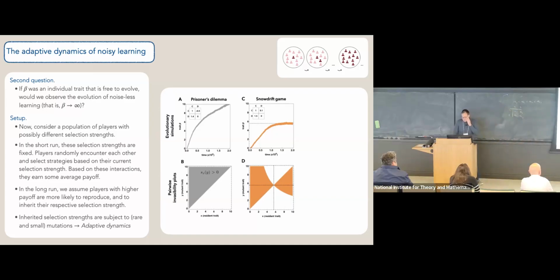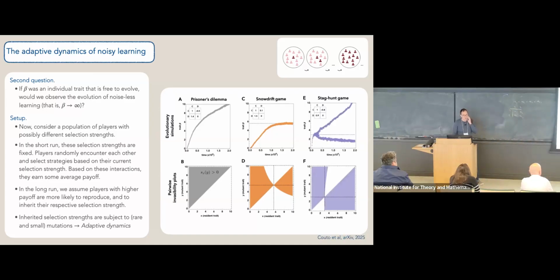And the last example is where even something more complicated can happen. This here is a stag hunt game. For the stag hunt game, you also see that initially it converges to some singular strategy, which is finite. But then there's evolutionary branching. So some individuals evolve to have higher and higher betas, but some individuals just have a constrained beta.